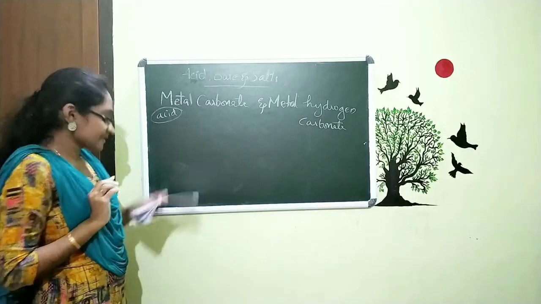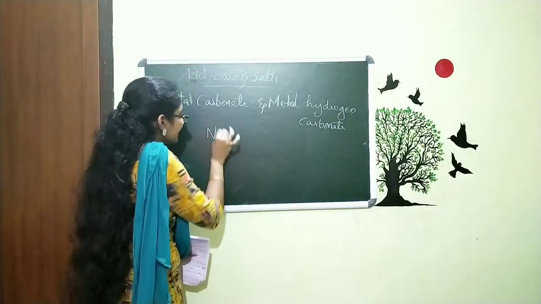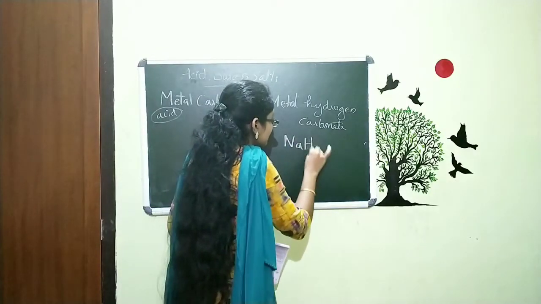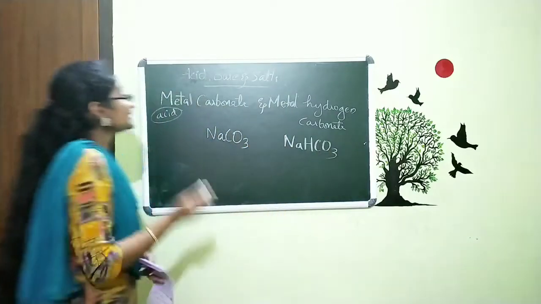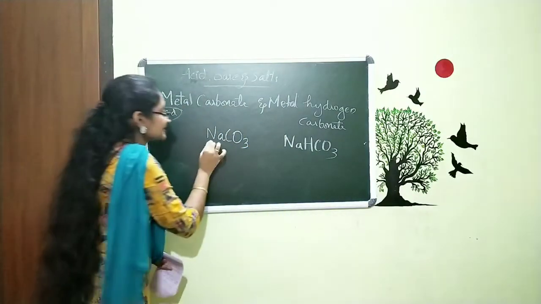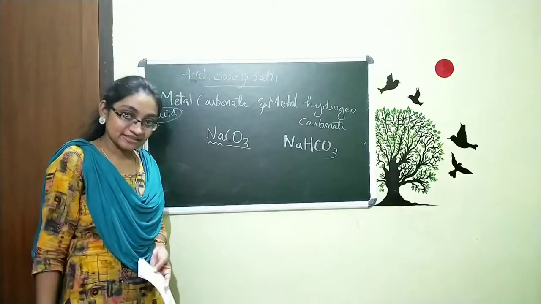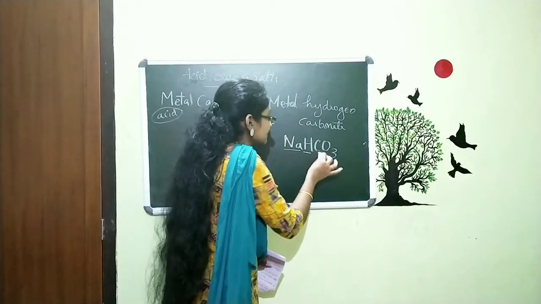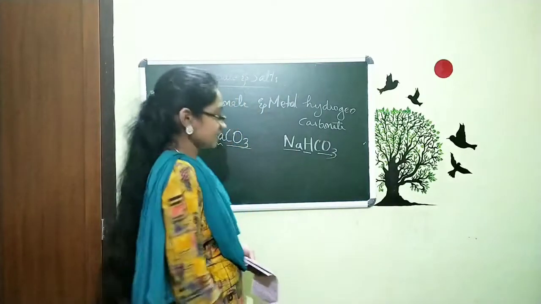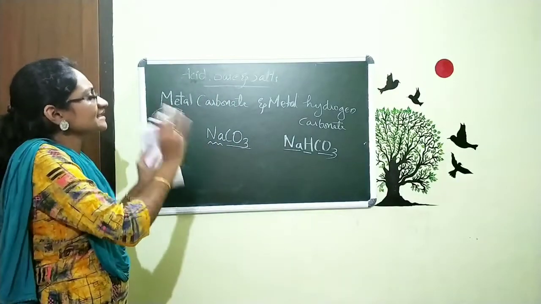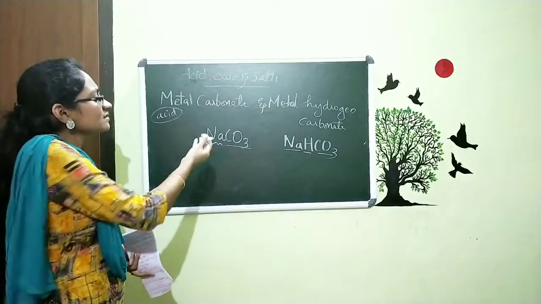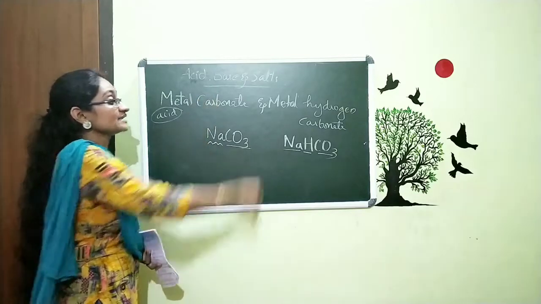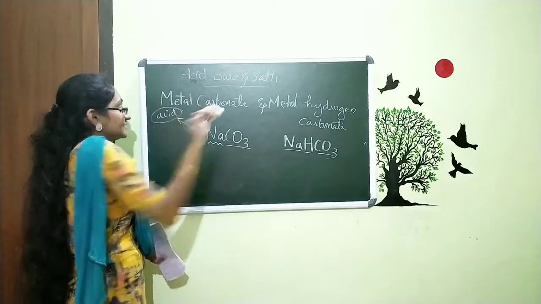Now, I will show you one example for this. Na2CO3 and here NaHCO3. This is the example for metal carbonate. This is the metal and carbonate, and this is the metal hydrogen carbonate. This is the metal, this is the hydrogen, and this is the carbonate, metal hydrogen carbonate. So, this metal carbonate and metal hydrogen carbonate means nothing but a type of compound. Now we want to study the reaction of this metal carbonate and this metal hydrogen carbonate with acid.